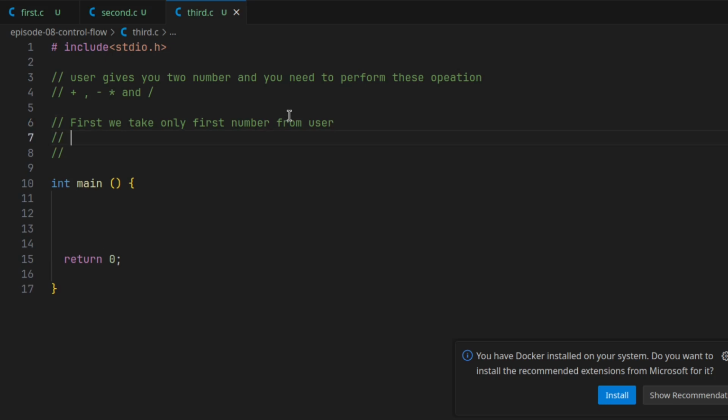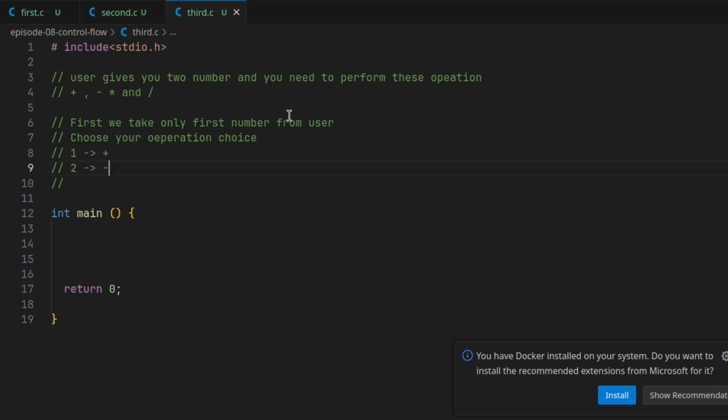After that, we give the choice to user. Okay, what is your choice? 1 means plus, 2 means minus, 3 means multiply and 4 means divide. Choose your operation choice. So whenever user gives 1, it means we perform the plus operation. If user gives the 2, then we perform the minus operation or subtraction. Third one is related to multiply, and fourth one and the last is divide.